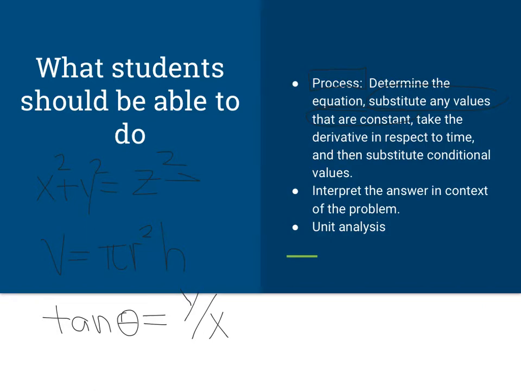So if I'm doing a Pythagorean theorem and the ladder length is constant, I'd have x squared plus y squared equals, and maybe the ladder length is 12 feet, so 12 squared. Now I take the derivative with respect to time. So this is where we get implicit differentiation. So we have 2x dx/dt plus 2y dy/dt equals 0. Then you substitute in all of the conditional values. Answer the question in context of the problem. Use your units to analyze your solution. Not so bad, you guys got those related rates.